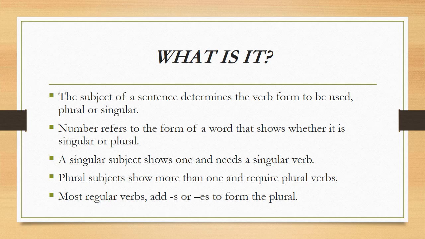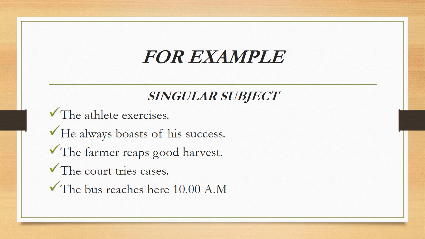Most regular verbs just add an s or es to form the plural. Let's look at some examples here. Let's look at singular subjects. The athlete exercises. So you realize that the athlete, being the subject here, agrees with the verb exercises.